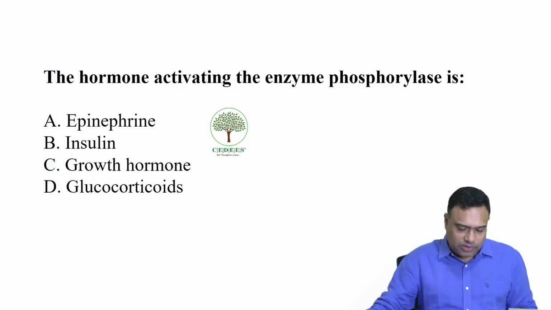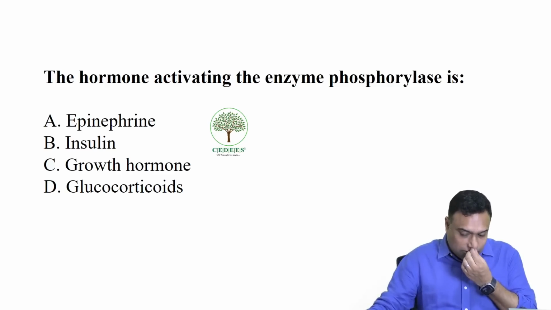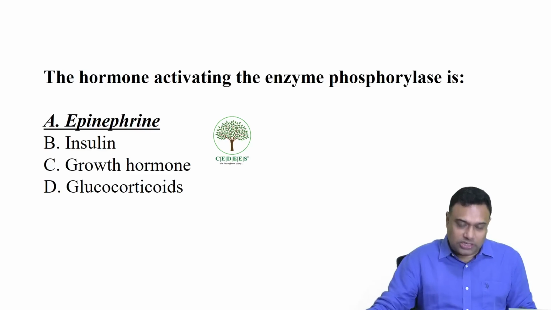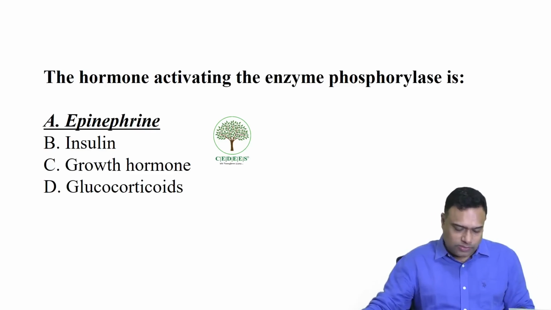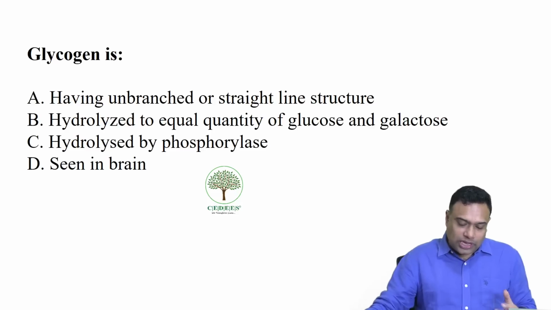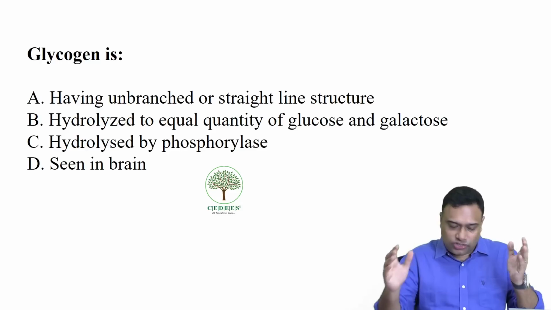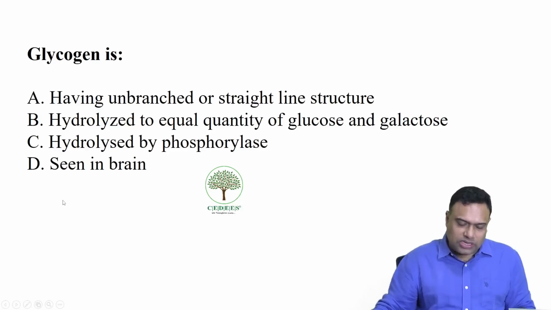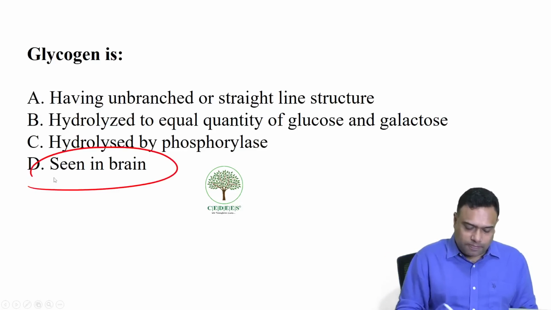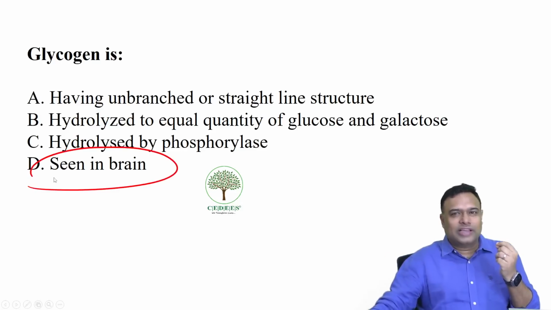I think I've explained. The hormone activating phosphorylase, your glycogen phosphorylase, is epinephrine. We have learned those, right? What is glycogen? Having unbranched or straight line? No, it's a branch structure, right? The best answer is that it is seen in the brain. Okay, it's majorly seen in astrocytes.